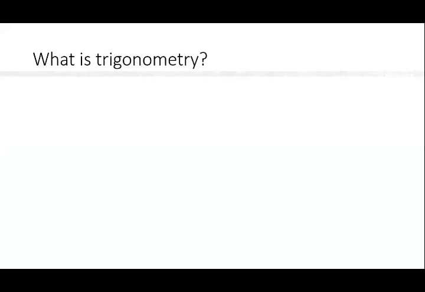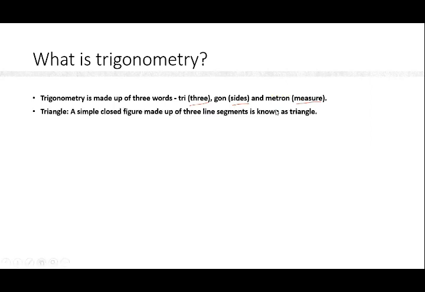Before I go for the definition of trigonometry, we should know the meaning of trigonometry first. Trigonometry is made up of three words: tri, which means three; gon, which means sides; and metron, which means measures. It means trigonometry deals with the measurement of a three-sided figure, which is nothing but a triangle. Because we know that a triangle is a simple closed figure which is made up of three line segments.